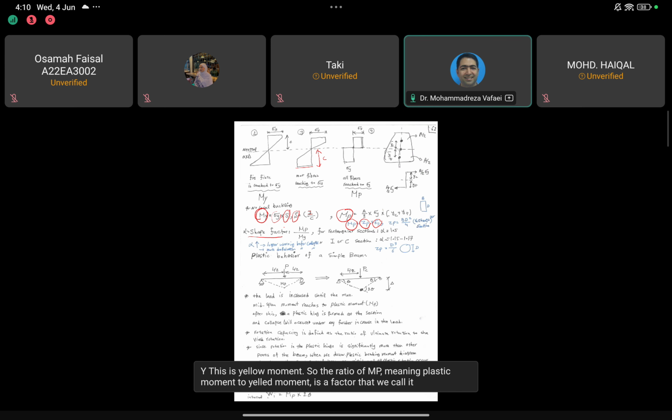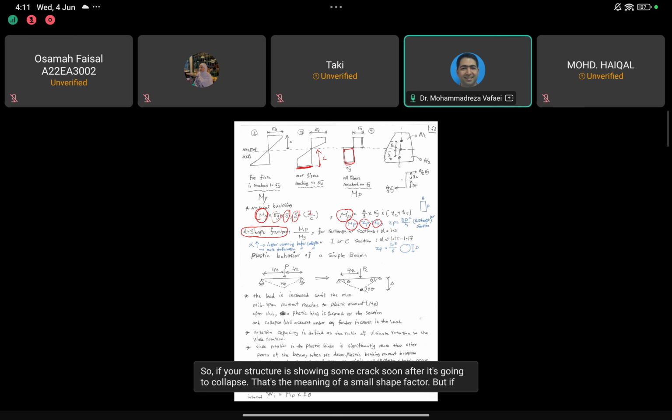So the ratio of MP, meaning plastic moment, to yield moment is a factor that we call the shape factor. This shape factor is very important because it shows the ductility of your section. The larger this shape factor, the better for the structure. Because if this shape factor is small, that means from the first yielding that occurs inside your structure until the complete yielding, when all fibers have reached the yield, there is a small gap in distance. So if your structure shows some crack, soon after it is going to collapse.